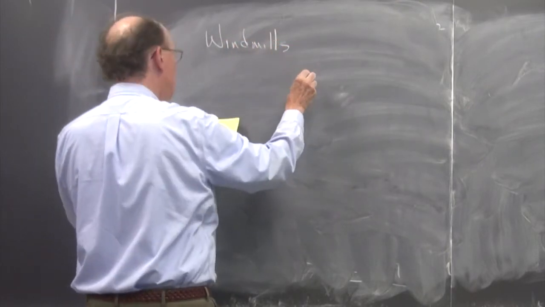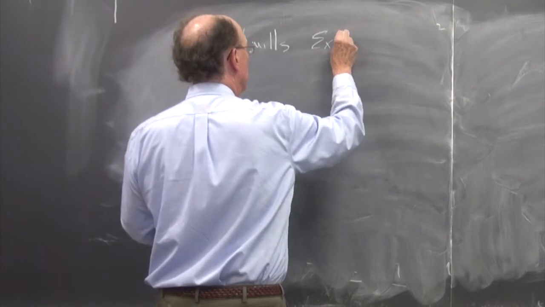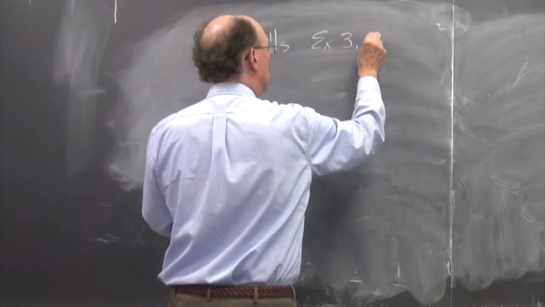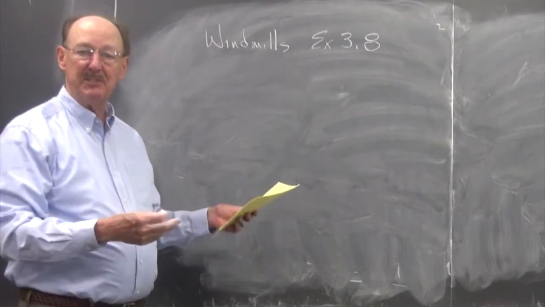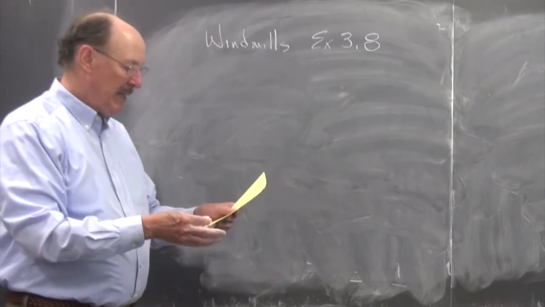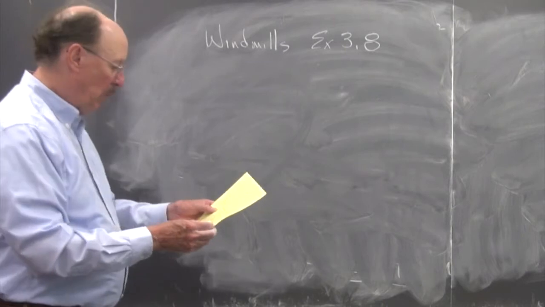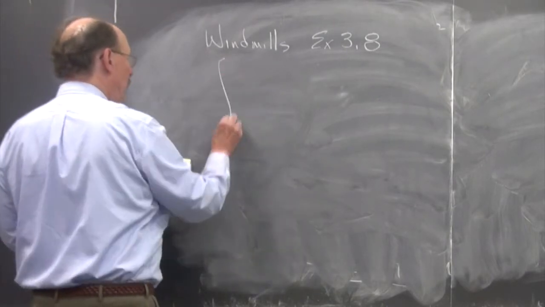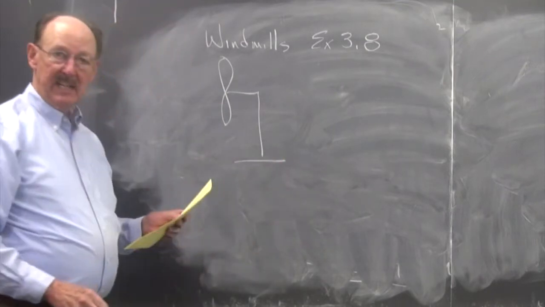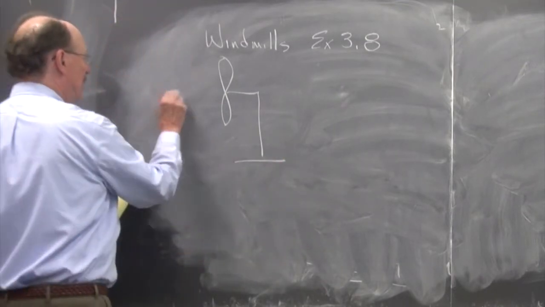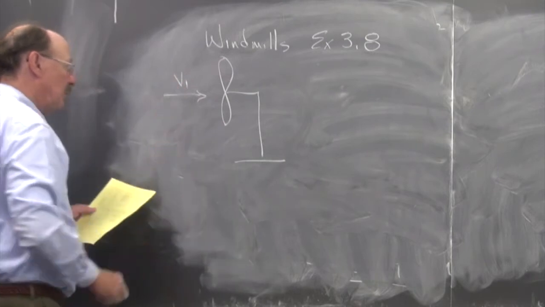And this is example 3.8. If you want, you can look in the text at 3.8, pause this, and look and see. But in any case, I wanted to show you what was involved. So if I have a windmill, the text has a better drawing. And it's going to have a velocity V1 going in there.